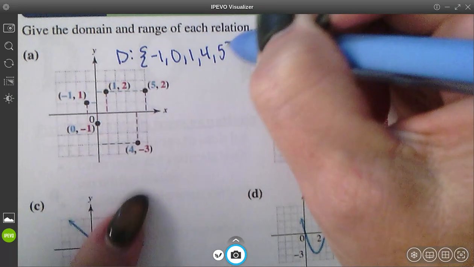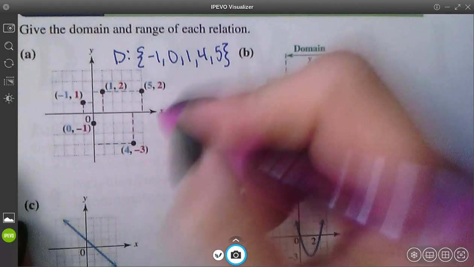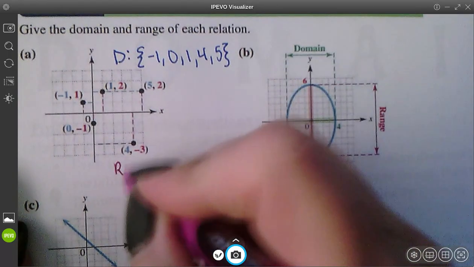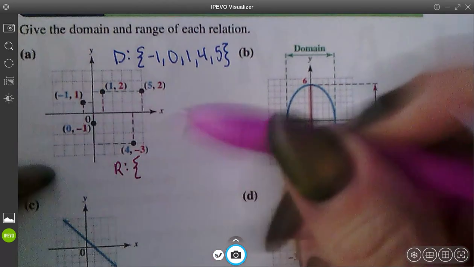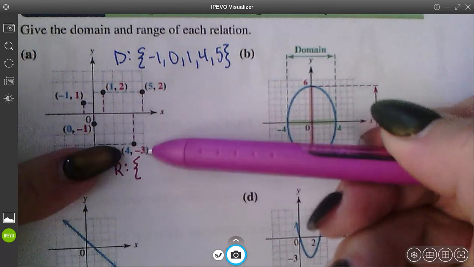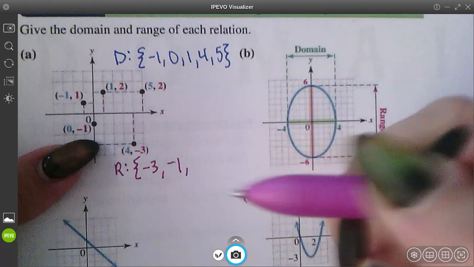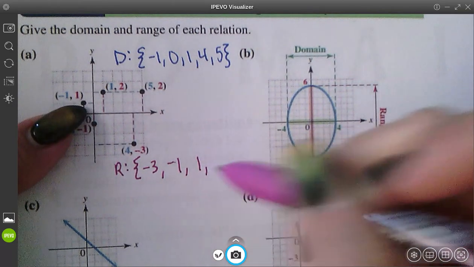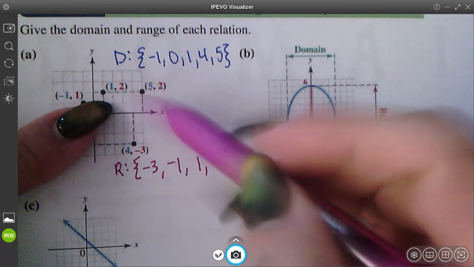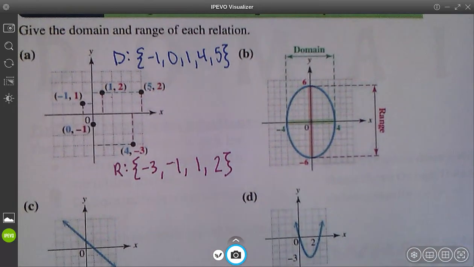The range is going to be the set of all y values, and I want again to go from smallest to largest. So I'm going to start at the bottom and work up. So the smallest y value is -3. The next one is -1, and then 1, and then I have 2 that are 2's, but I'm just going to list it a single time. So that would be my range.